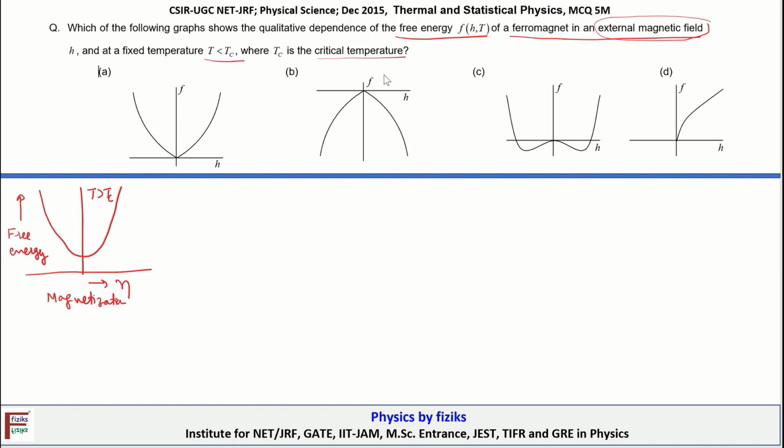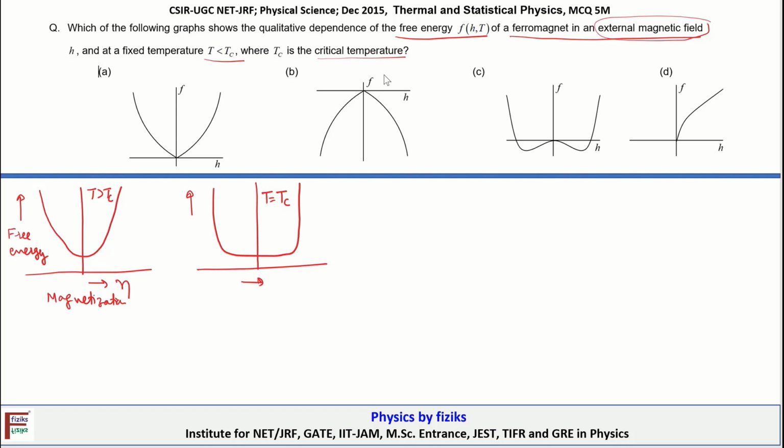Okay, and then we have another curve, but this is valid for T equal to Tc. It's the same on the y-axis, it's the same pattern, on the x-axis it's the same parameter.